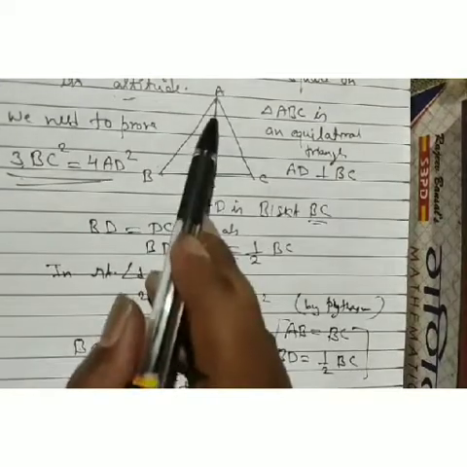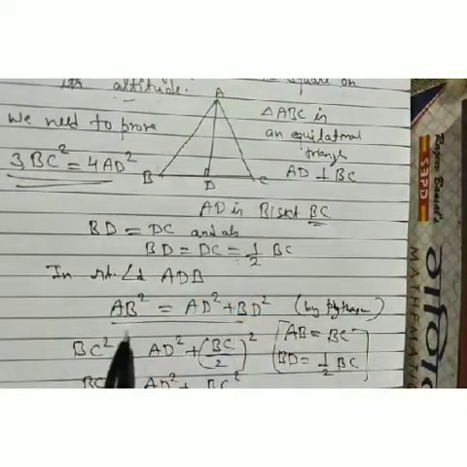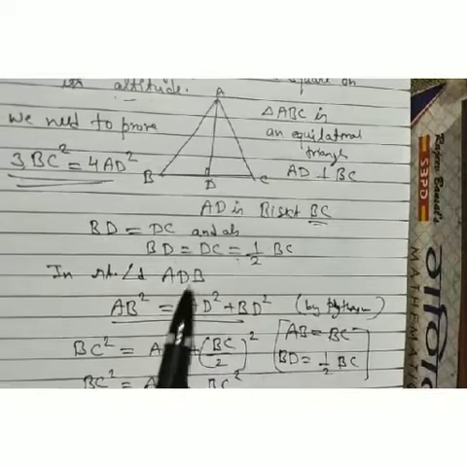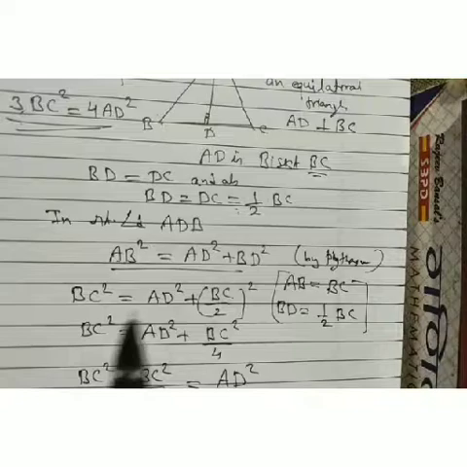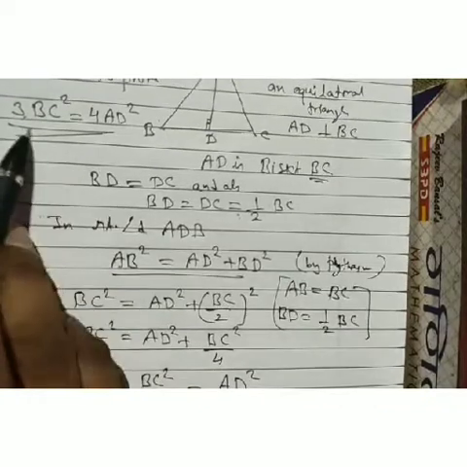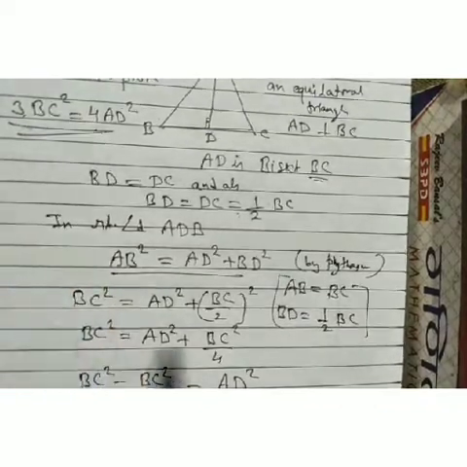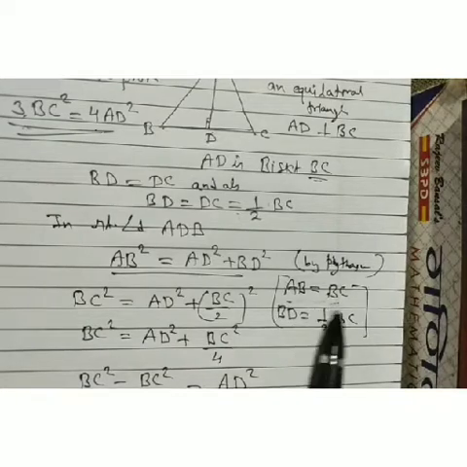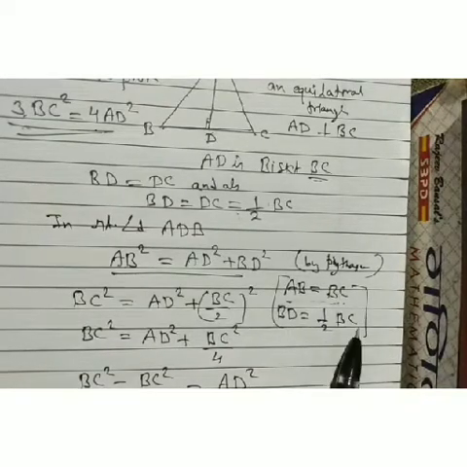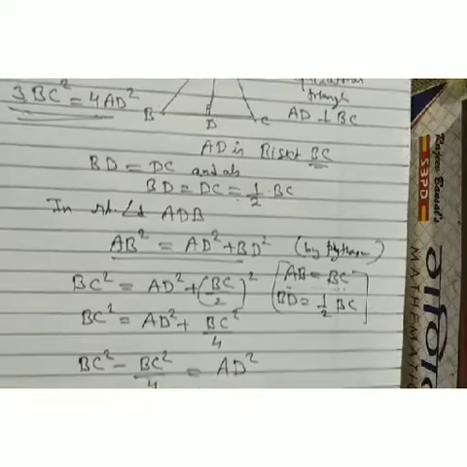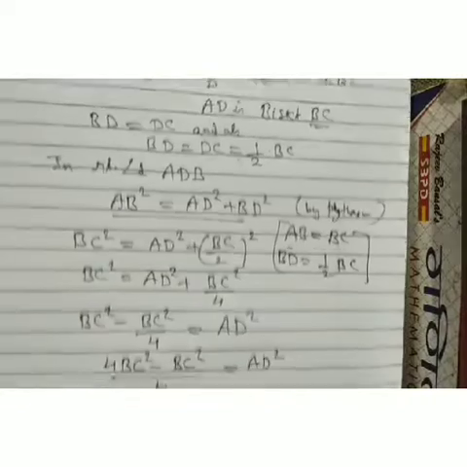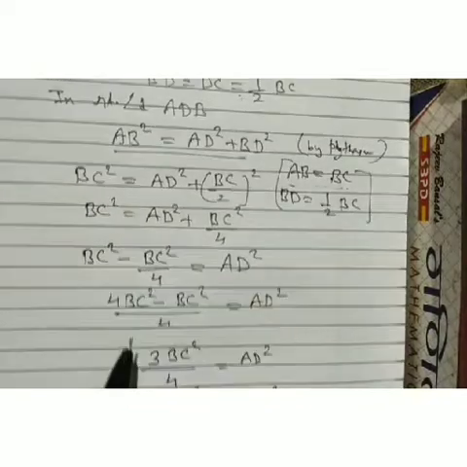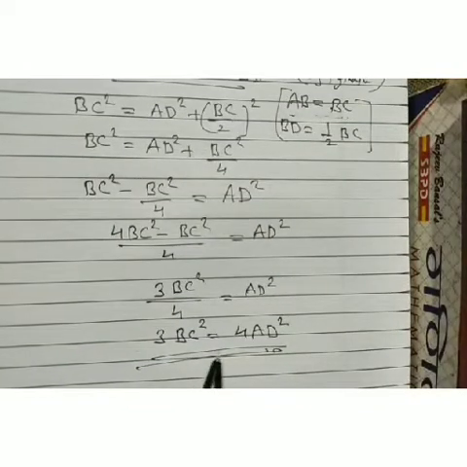Then we take one of the right angle triangles, ADB. In ADB we use the Pythagoras theorem, because it's a right angle at D. Then we get AB square equal to AD square plus BD square. After that, we need our result 3 times BC square equal to 4 times AD square. Then we convert AB to BC and change BD in terms of BC. After substituting the values of AB and BD in terms of BC, we solve it and get our required result: 3 times BC square equal to 4 times AD square.